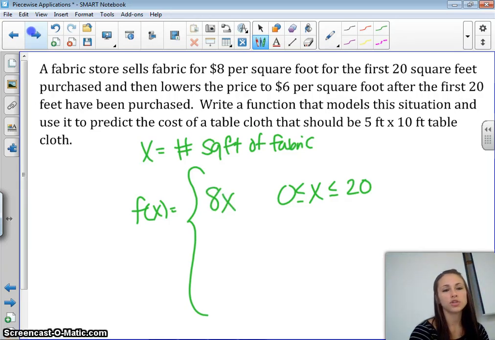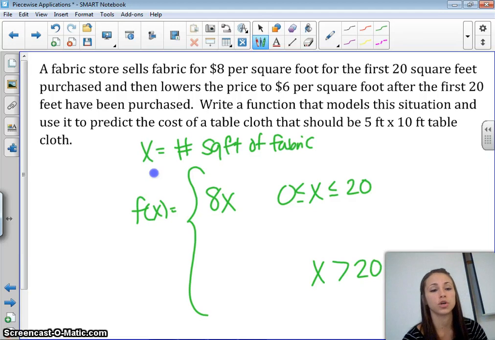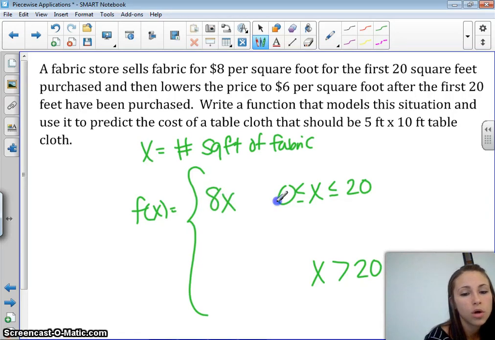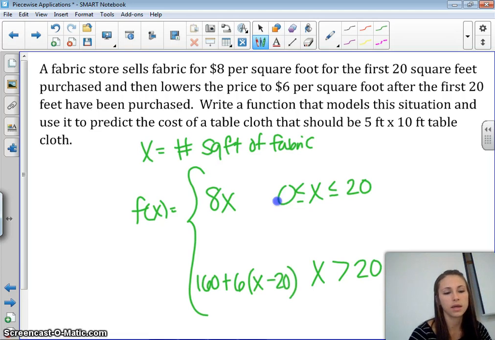And then after I buy my first 20 feet, the price is going to be lowered to $6. So for this next option or category, I'm going to have x is greater than 20. And so then I'm going to pay $6 for all of the square feet that I buy over 20. No matter what, I'm going to have to pay for this first 20 square feet of fabric. So I would find the price for the first 20 square feet by saying 8 times 20, which is just going to be $160. And then I would say plus $6 per square foot over 20, so I would just say 6 times x minus 20.